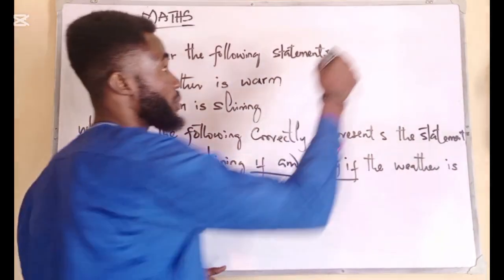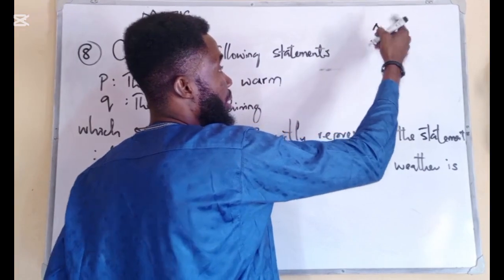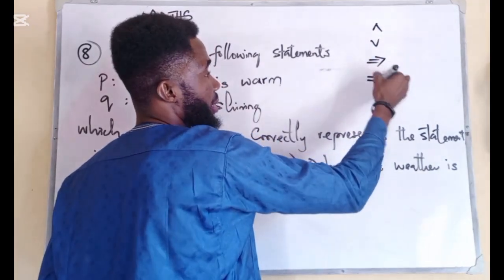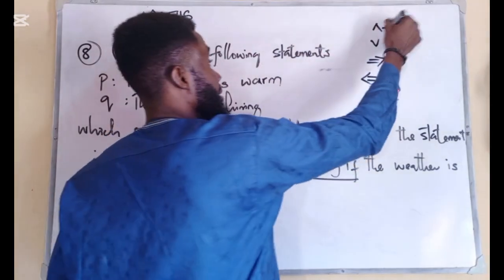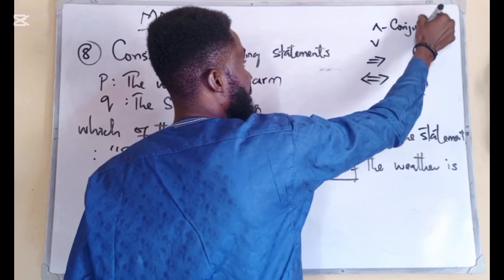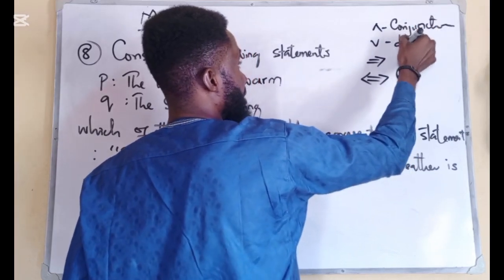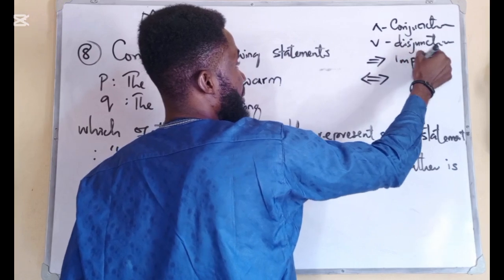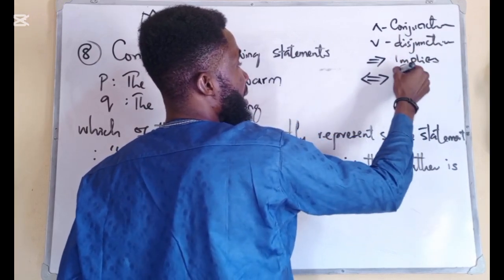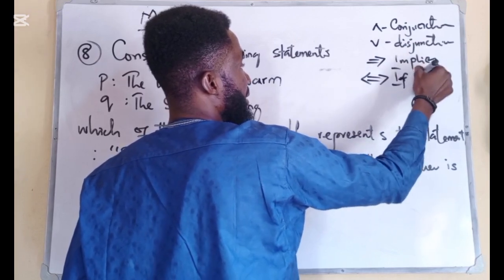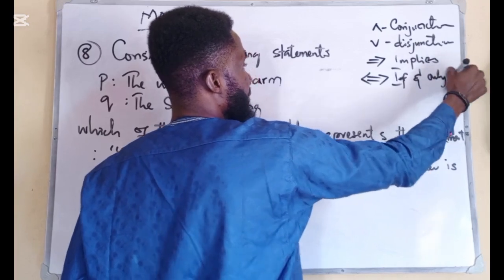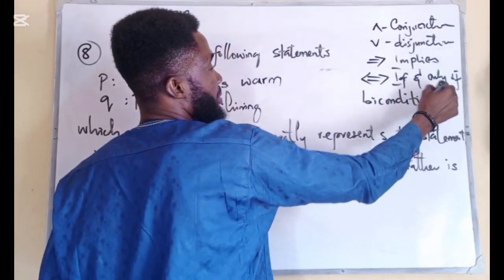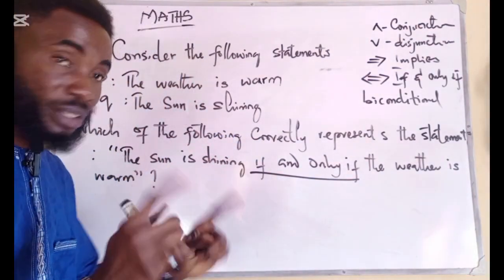Basically, we have some symbols we use to denote logical reasoning. This is our conjunction. This is our disjunction. This is implies, which is a conditional statement, and this is if and only if, otherwise known as a biconditional statement, or two conditional statements.